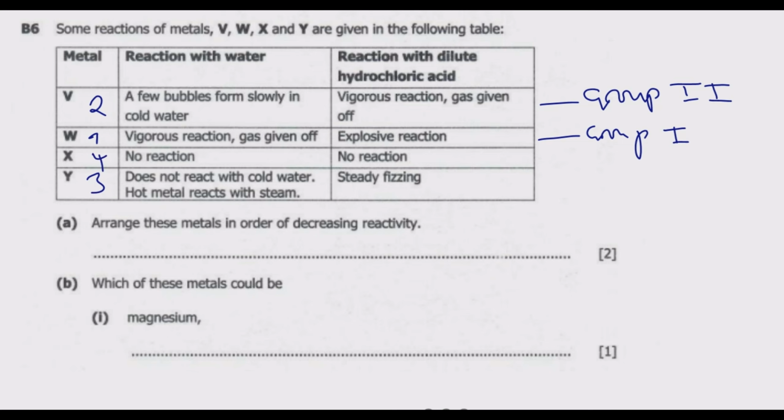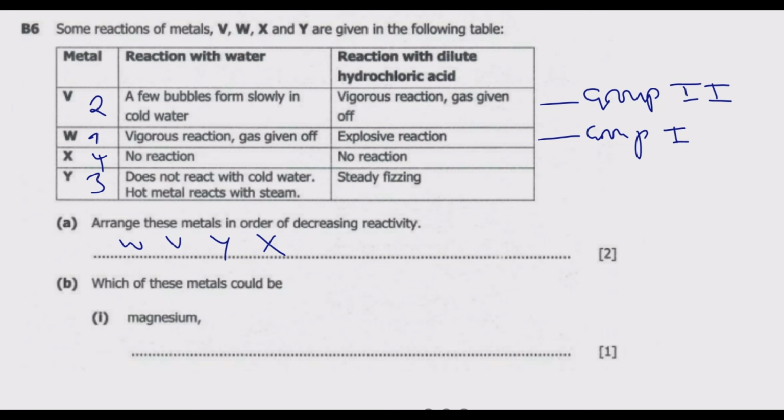When you start arranging these, we notice that W would be the most reactive, followed by V, then followed by Y, and we end with X. So this is the order in which you arrange these metals. We go to B. Which of these metals could be magnesium?